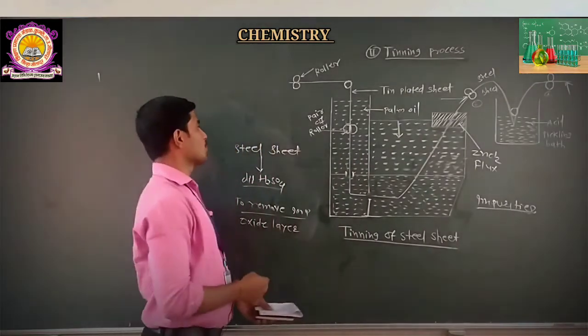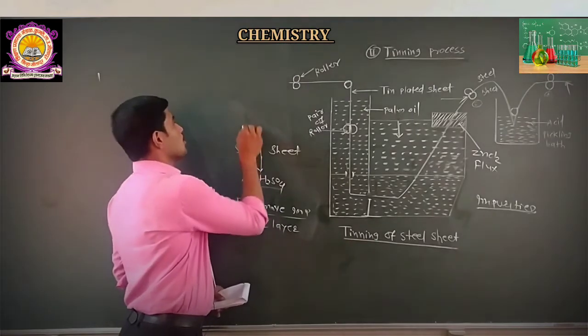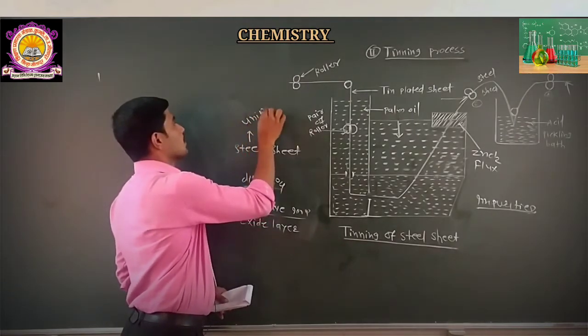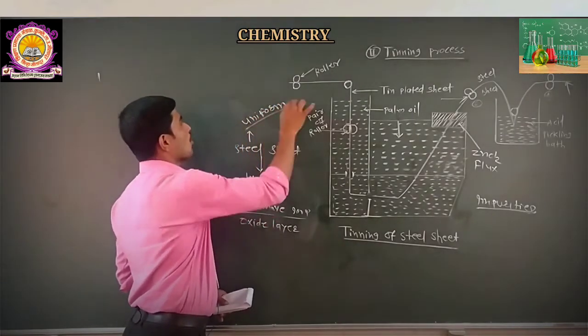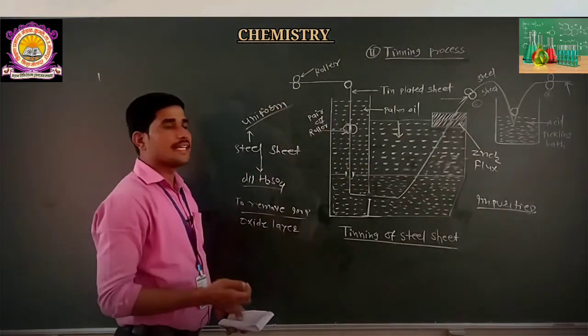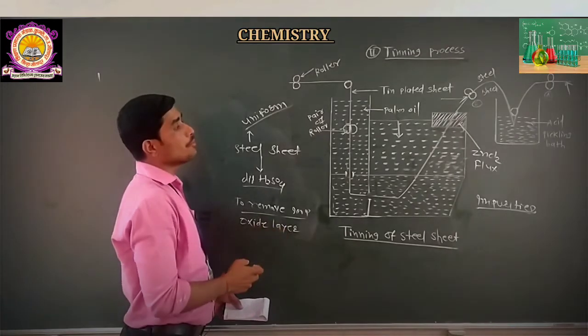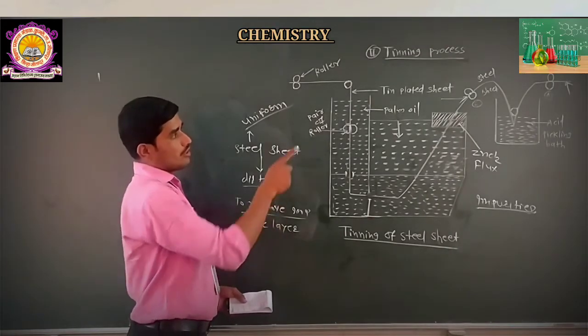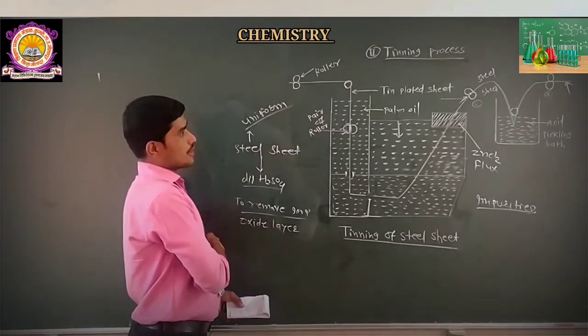Finally what we get is uniform, meaning no kind of impurities or any other particles, and whatever impurities were present on that metal steel sheet are gone.